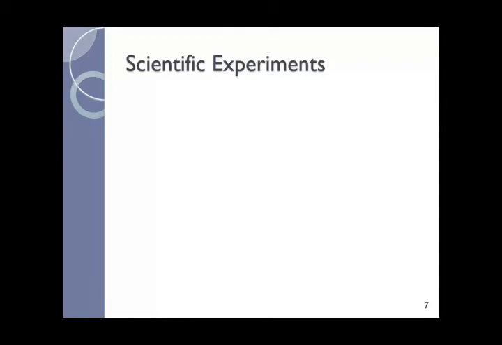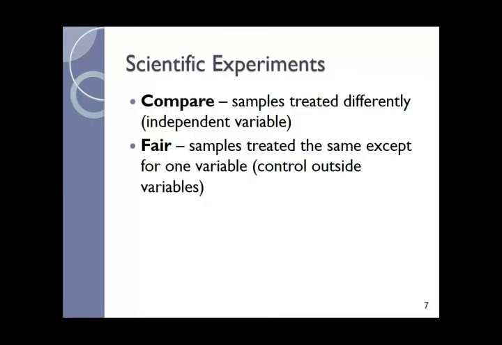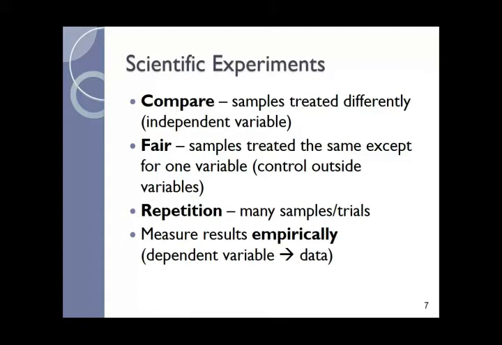First, a quick review of scientific experiments, key elements. We have to make a comparison. We can't just give some people multivitamins and say, hey, they prevented colds. We need to see what happened if they didn't get them. That's why the variables are important. They need to be fair. We need to control all those other potential variables that might make people get colds or prevent them from getting colds. We need to do this lots of times, lots of samples, many trials, and we need to measure our results empirically, always measuring something.